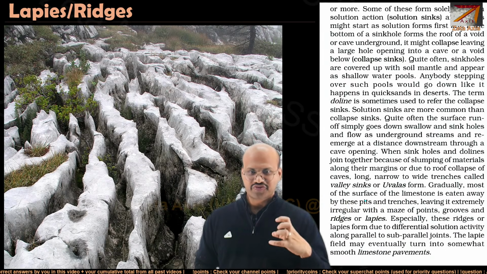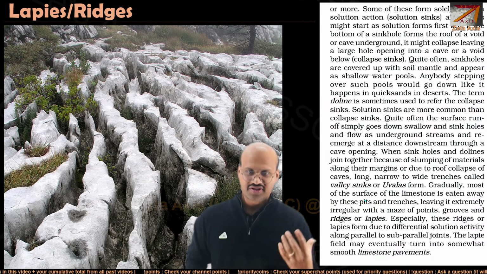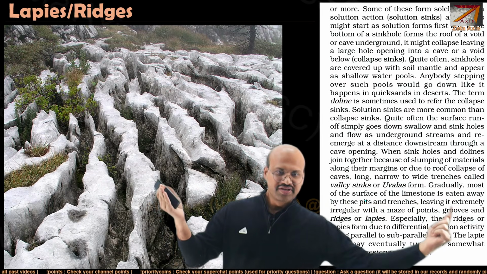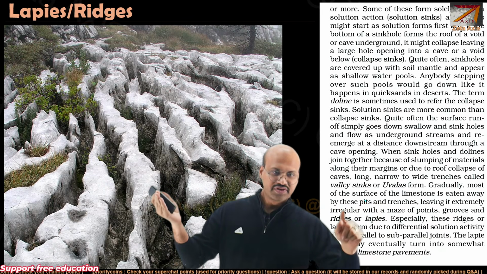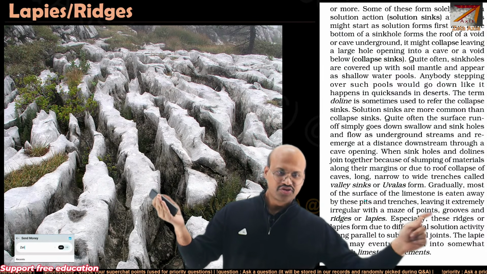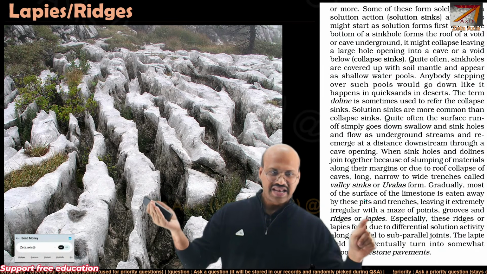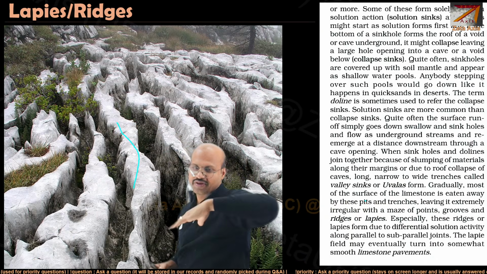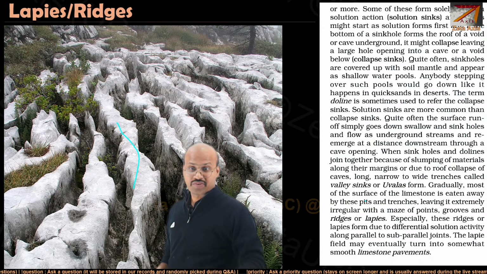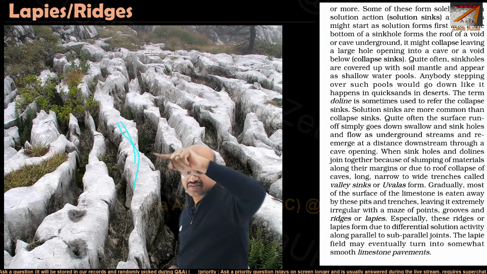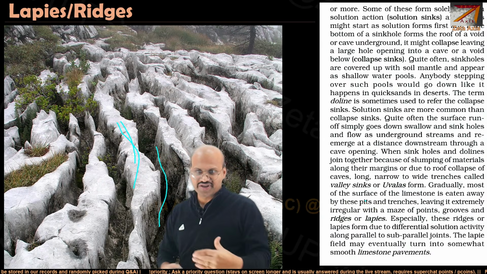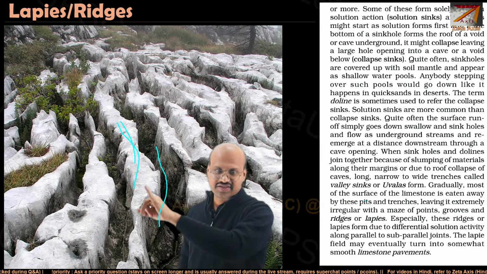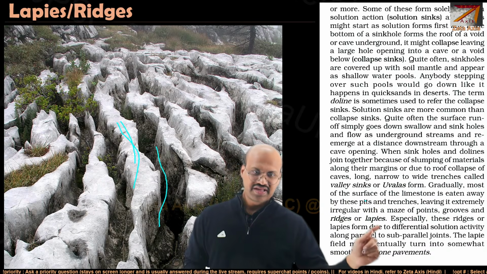So basically these sinkholes which are formed will remove all the limestone from the surface, leaving behind this type of structure, extremely irregular with a maze of points, grooves and ridges or lapis. So here you can see these are the ridges. They could be very tall, they could be very small, but these are the ridges and these are the grooves. If there is an isolated region, then you can call it a point. So you can see there are these trenches and these ridges. The ridges are also called lapis.